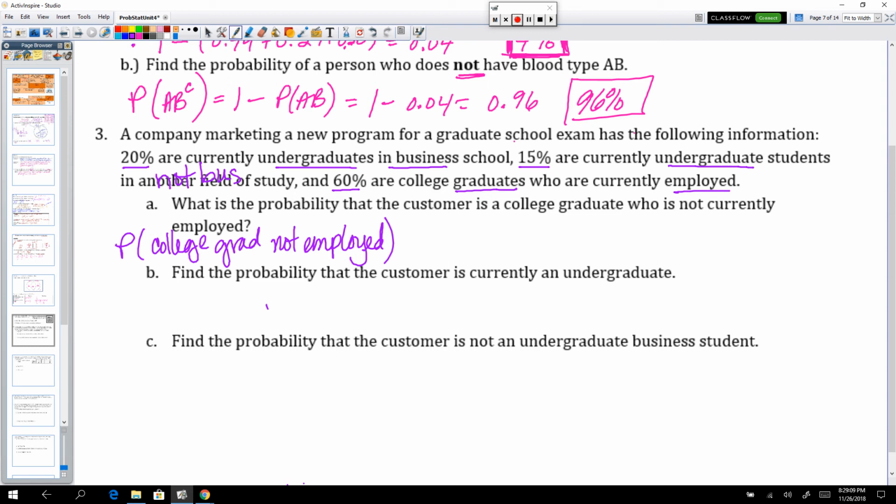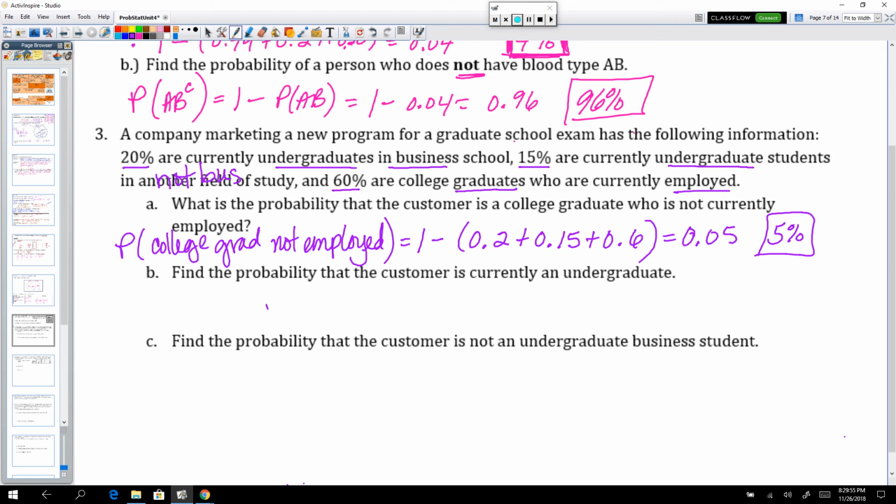They're a college grad. They're definitely not an undergrad. They're a college grad who's not employed. So, of course, much like our blood type example, if we find the sum of all the other happenings, we'll end up with the one that we're missing, right? So 1 minus the probability of undergraduates in business school, undergraduates not in business school, and graduates who are employed. That will net us the percentage of people who are college grad not employed. So 0.05 is the end of that, or 5%. Okay, not many. Not many of the people that they're looking at are college graduates that don't have a job.